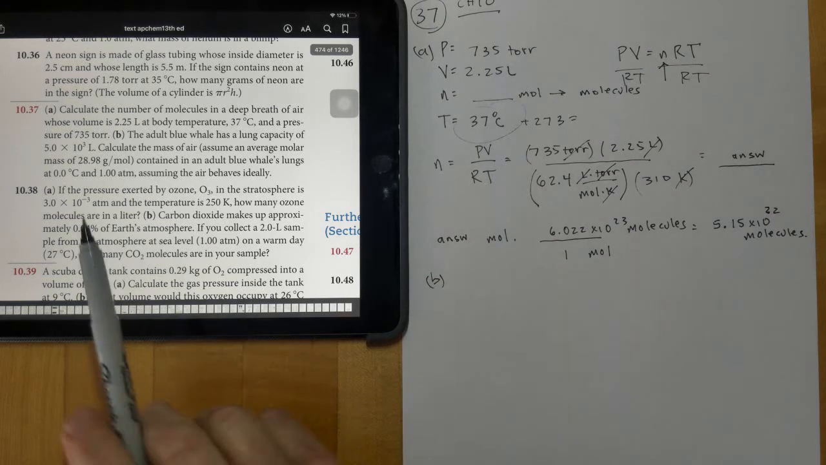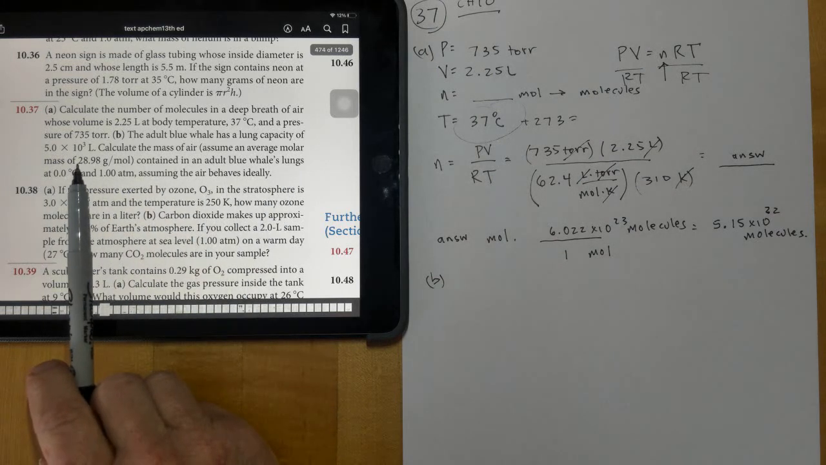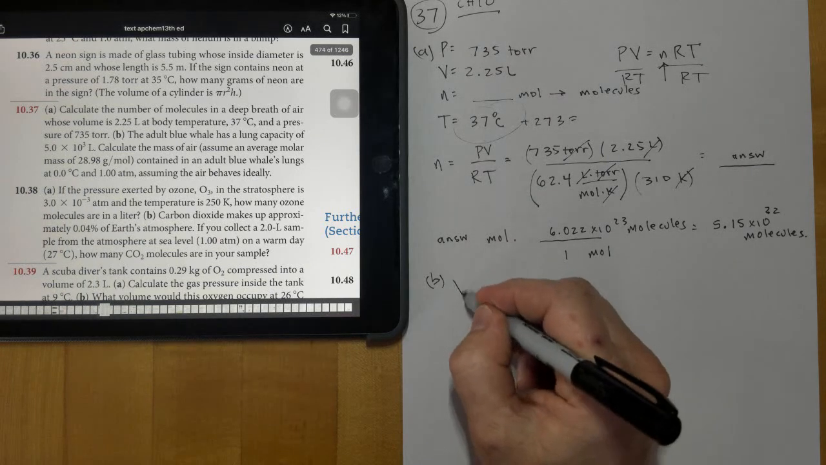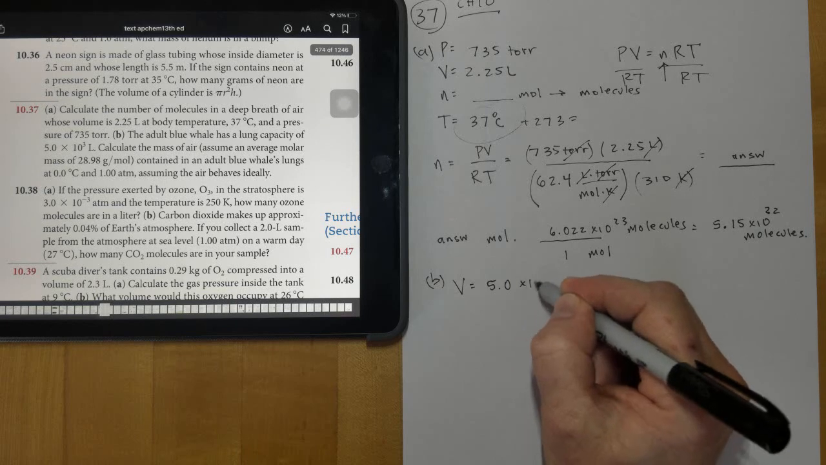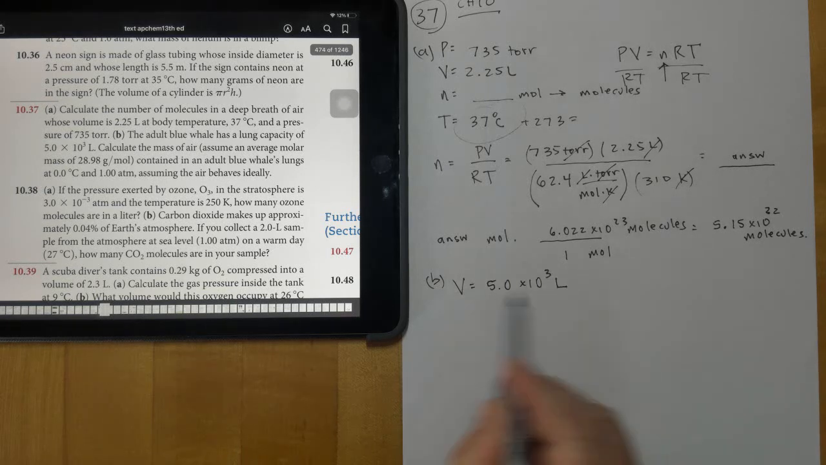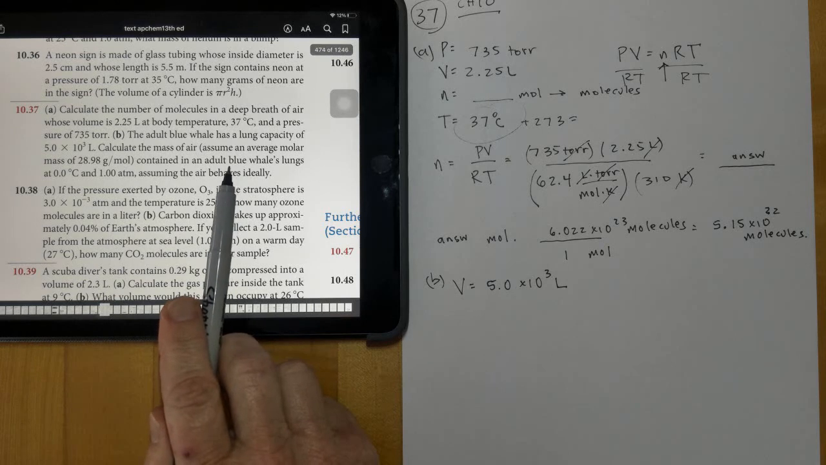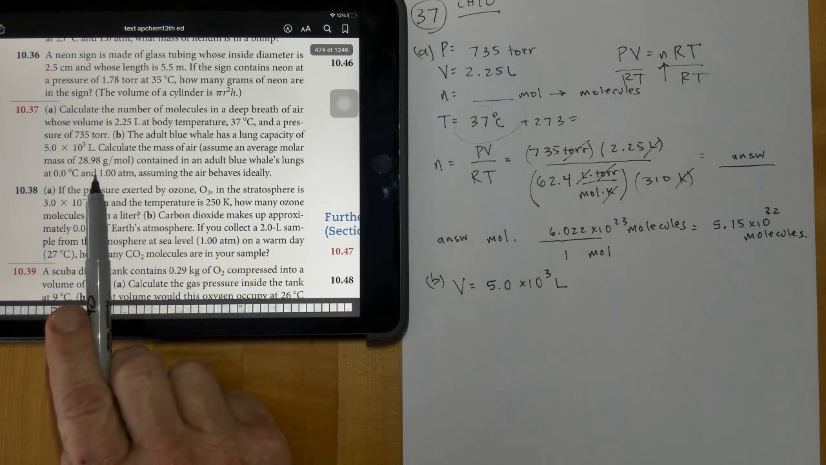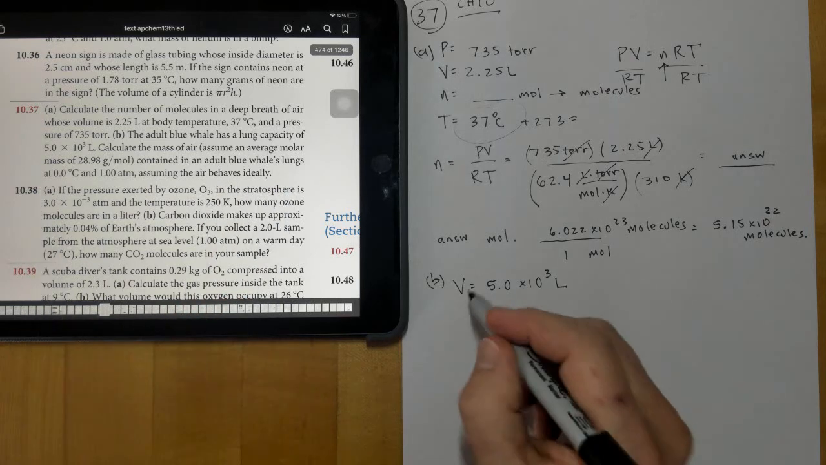And then letter B, it says the adult blue whale has a lung capacity of 5 times 10 to the 3rd liters, so that's a volume. Put your data down first to organize it. Calculate the mass of air. So now we're looking for mass, and they give us a molar mass right there, contained in an adult blue whale's lungs at 0 degrees Celsius.